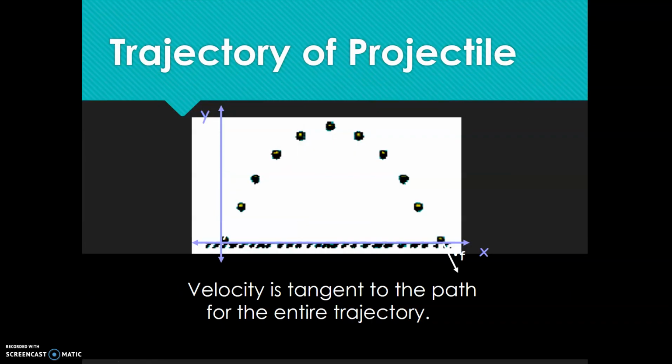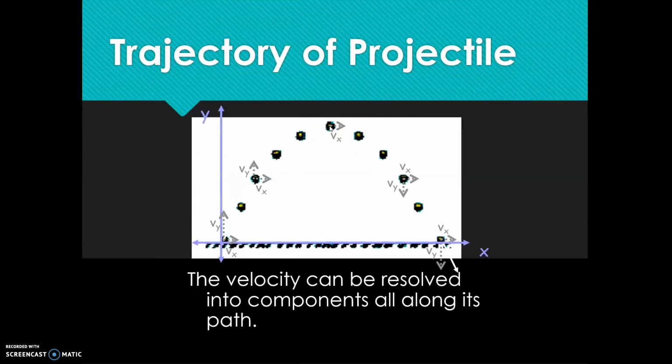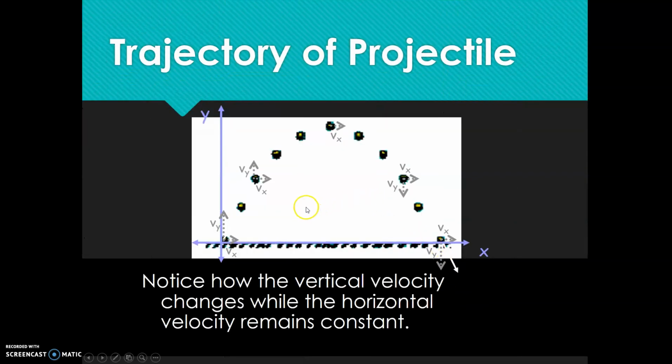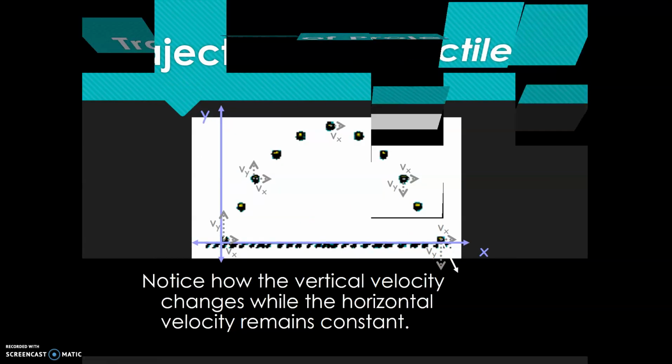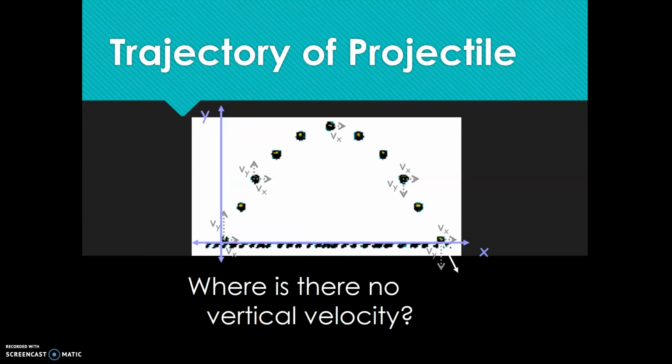The velocity is tangent to the path of the entire trajectory, and the velocity here is actually 0 at the tip in the vertical direction. So the velocity, you can look at it and we can break it down. No matter what, it always has an x component that will never change, but the y starts bigger, slows down, and then turns around and comes back down bigger and bigger. Notice how the entire vertical velocity changes while the horizontal velocity remains constant. Where is there no vertical velocity? Well, it's at the top.